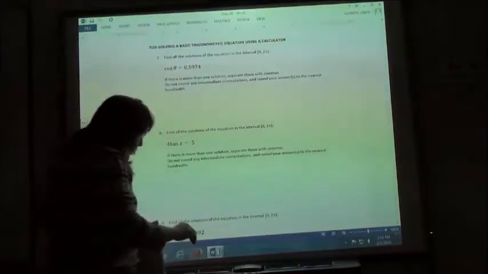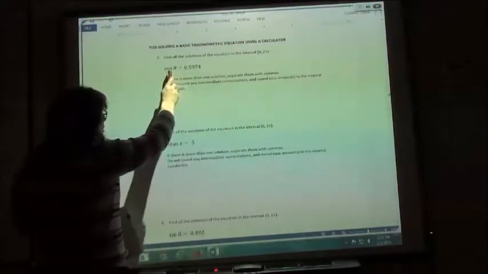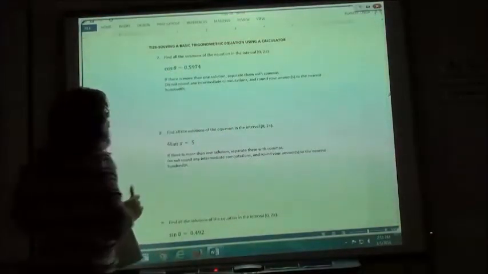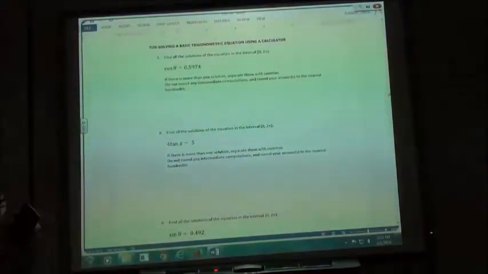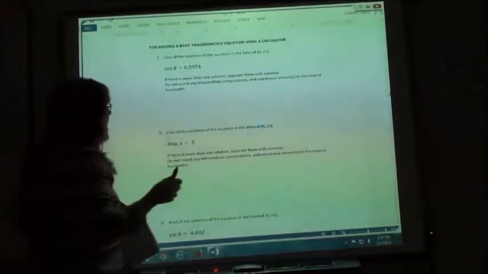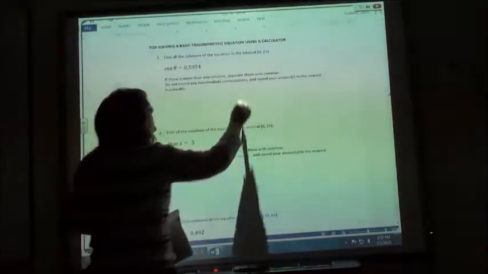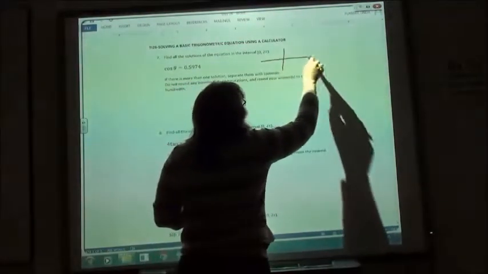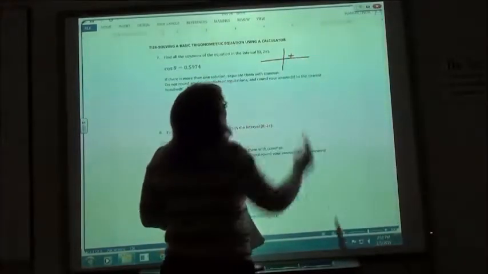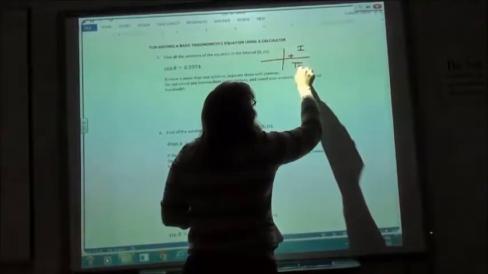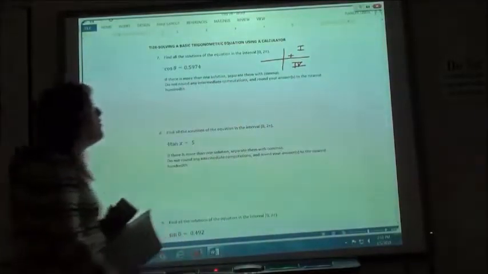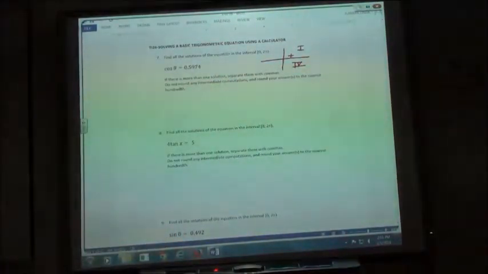So, first of all, we're going to look and say the cosine of theta is equal to 0.5974. That's a positive number. We know we're going to get 2 answers, and so we have to think about where cosine is positive. So, cosine is positive when my x value is positive. So I'd have to be in quadrant 1 or quadrant 4 in order for my cosine to be positive.